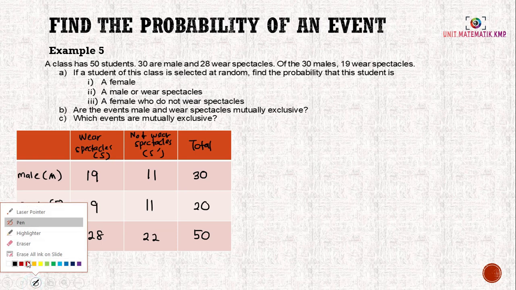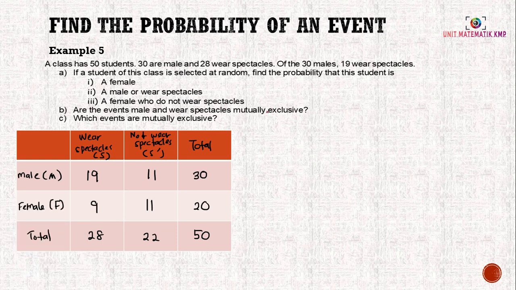So the first question is, if a student of this class is selected at random, find the probability that this student is a female. So A1, find the probability student is female. So from this table we can see that female is 20. So the probability is 20 over 50, which is simplified into 2 over 5.